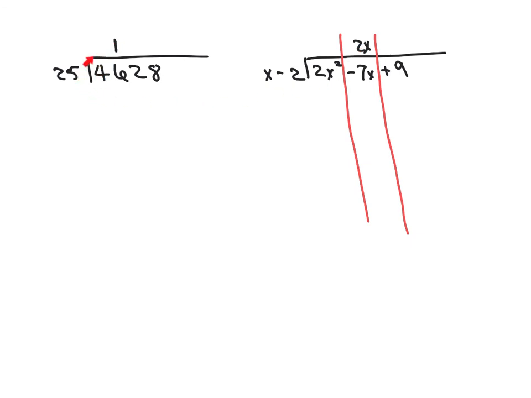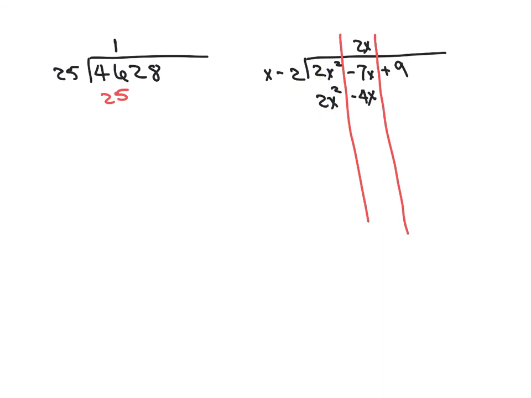What do we do next? 1 times 25. What do we do here? 2x times -2. Just make sure you put it in the right place, in the column with the x's. And then 2x times x, 2x squared. Now, one thing that makes sure you understand, when you multiply this times this x here, you have to get the exact same number. If you don't get the same number, you did something wrong. You absolutely must get that same number.